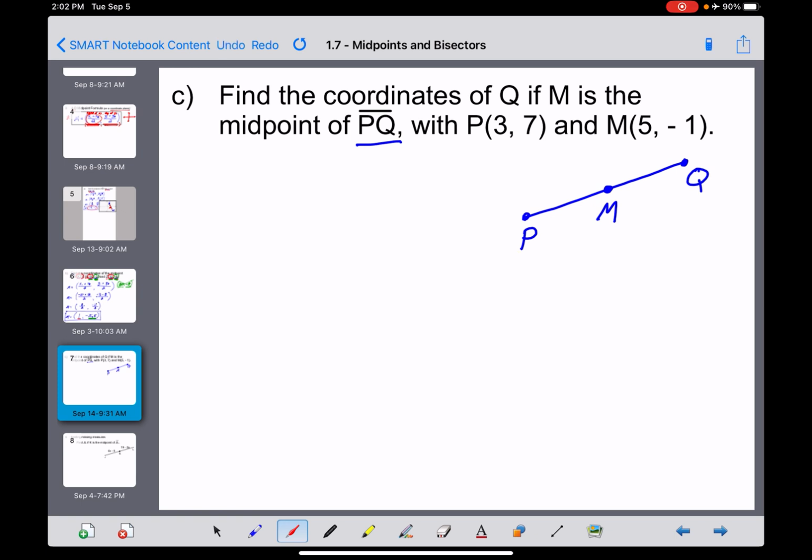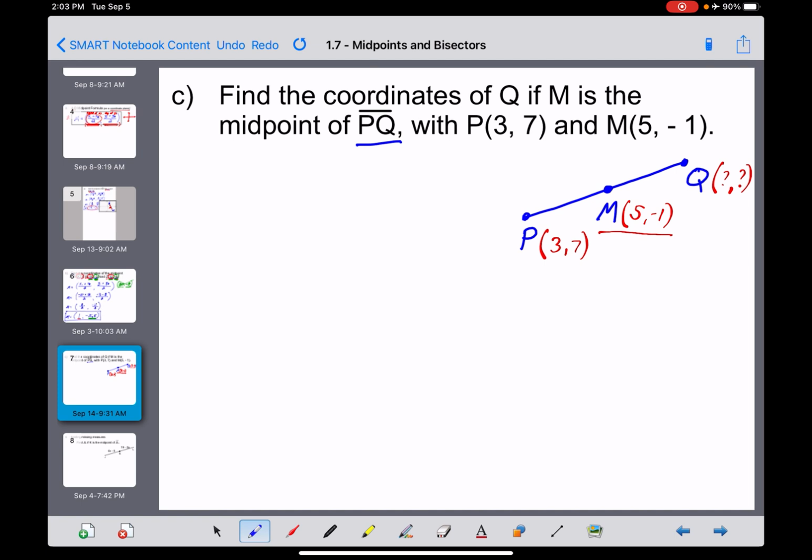Now, you've been told the coordinates of P, 3, 7, and the coordinates of the midpoint M, 5, negative 1, and we now have to come up with the coordinates of point Q. And the midpoint formula that we wrote down, that we used on the last two problems, isn't really going to help us here because that's the formula for finding a midpoint. So we got to be a little bit crafty about the way we do this and try to approach it differently.